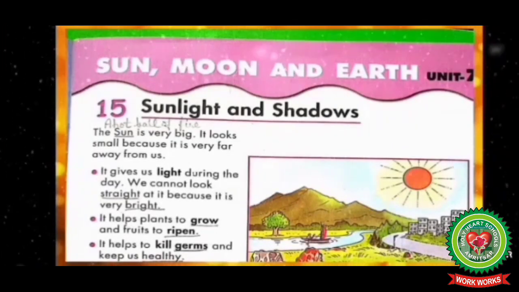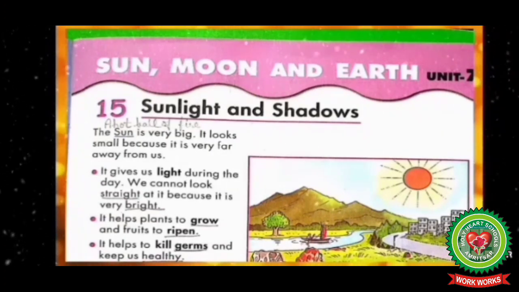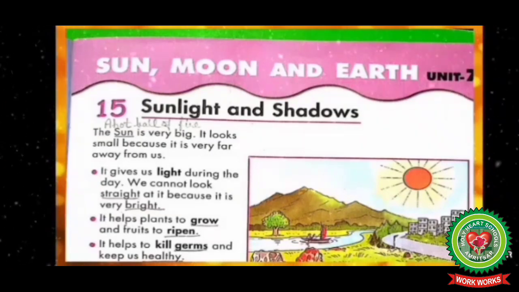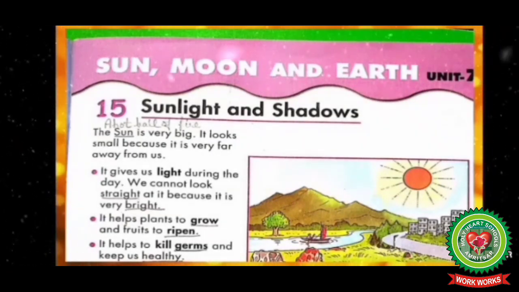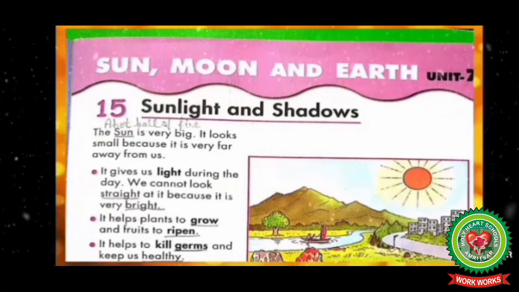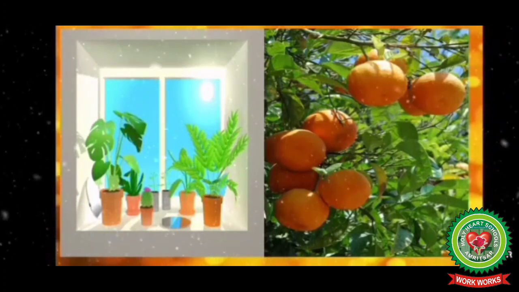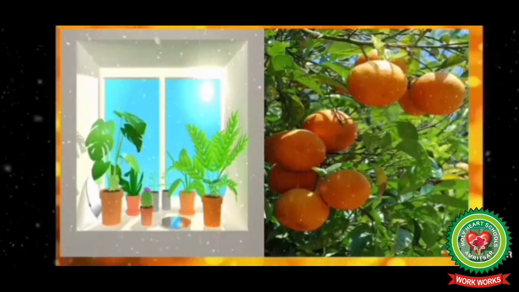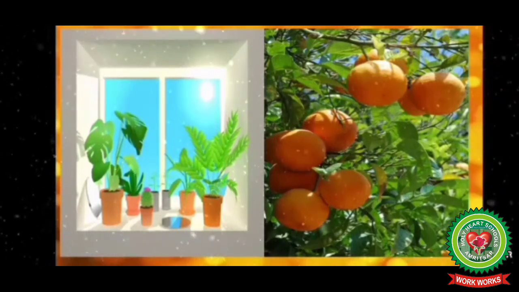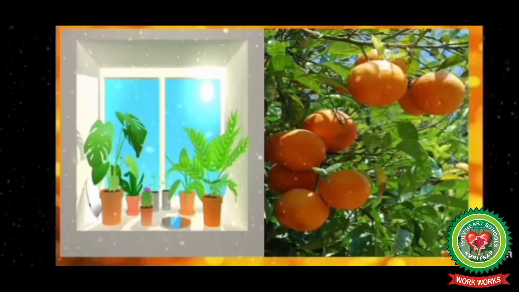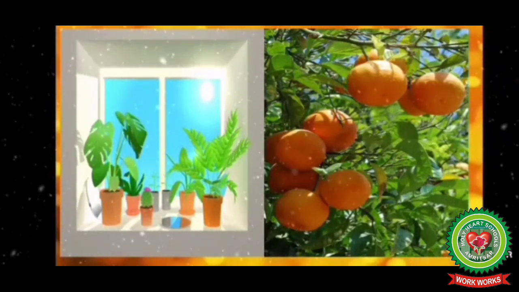Now, it helps plants to grow and fruits to ripen. As all living beings need food to grow, plants also need food to grow. They make their food with the process of photosynthesis that takes place in the presence of sunlight. So, sunlight helps the plants to grow and fruits to ripen.